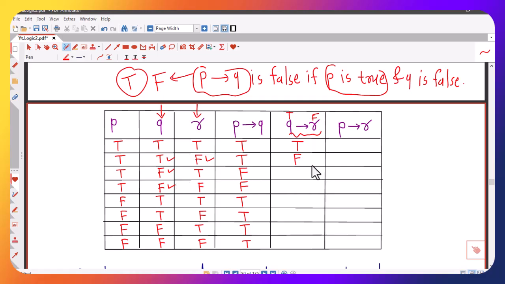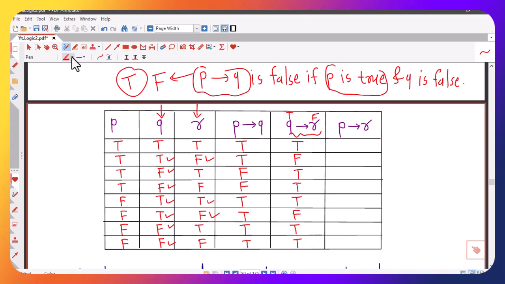In these 2 cases, Q is false. So we don't have to worry about R. We can directly write true here. Here Q and R both are true. Therefore Q implies R is true. Here Q is true and R is false. Therefore this has truth value false. And here Q is false. Therefore we write truth value true.